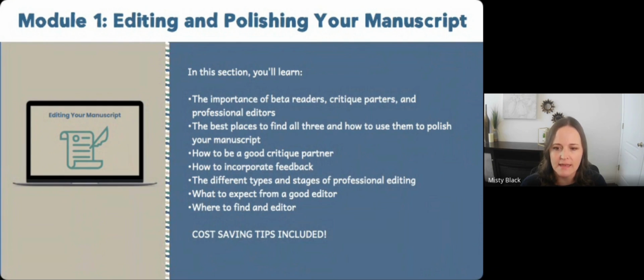Module 1 is editing and polishing your manuscript. So in this section, you'll learn the importance of beta readers, critique partners, and professional editors, and where to find them. You'll also learn how to be a good critique partner, how to incorporate feedback, the different types and stages of professional editing, what to expect from a good editor, and where to find one. Again, it includes my tried and true list of editors, their prices, their contact information, and testimonials, and also what they specialize in, because this can save you so much time and money. You don't want to hire a bad editor.